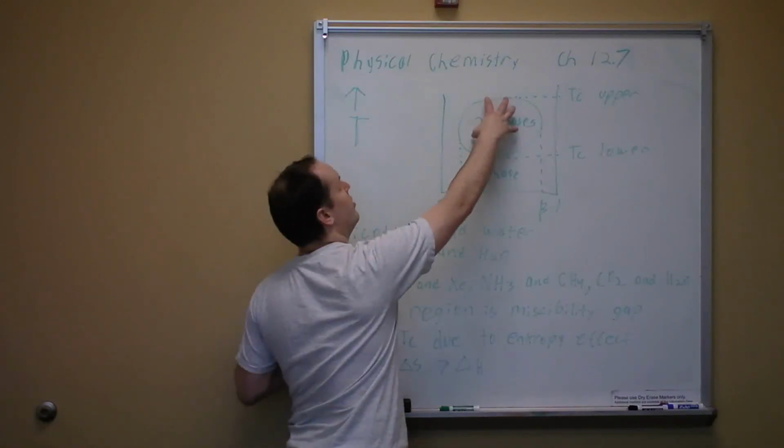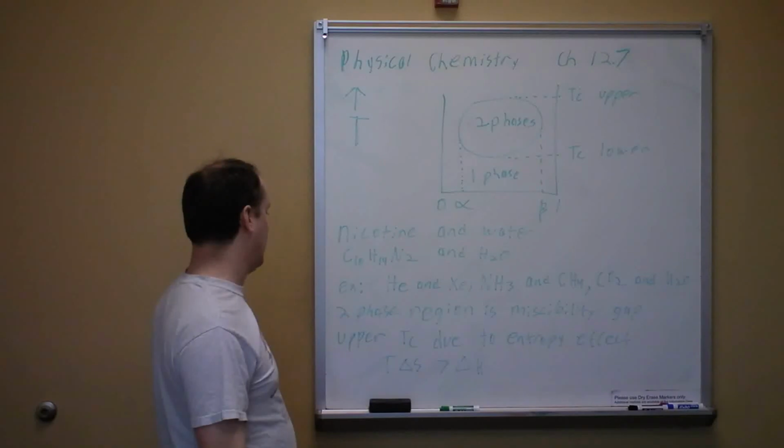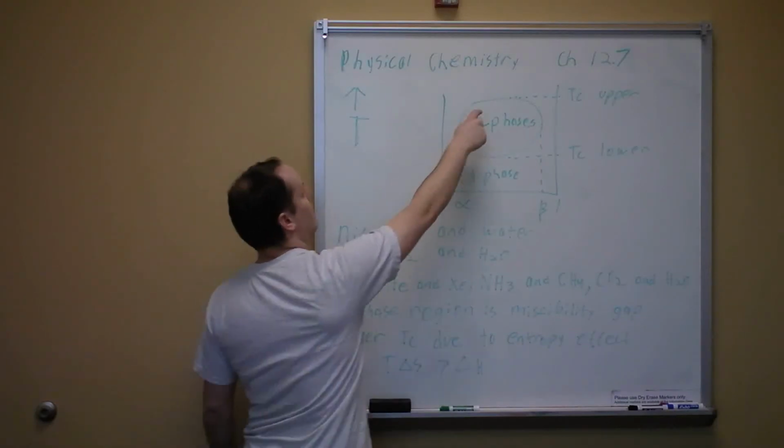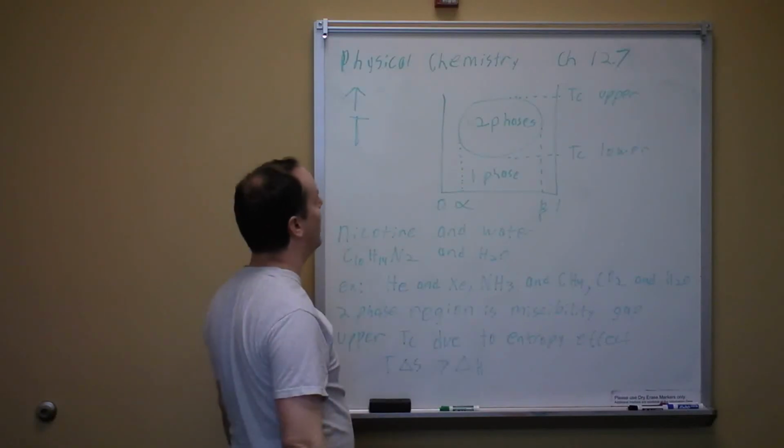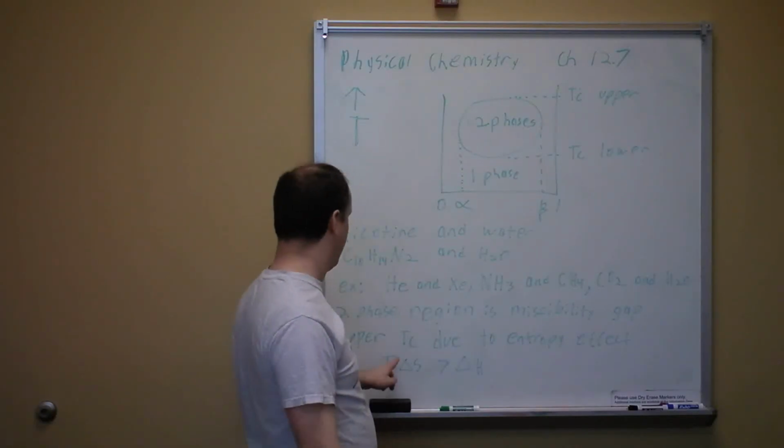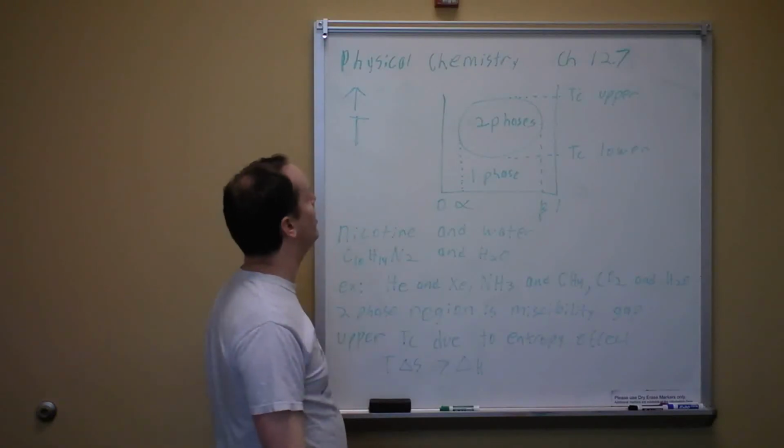Now, this whole two-phase region in here is called the miscibility gap. The upper critical temperature, the upper TC, is actually caused by entropy. When the temperature is so high, you get TΔS greater than ΔH.